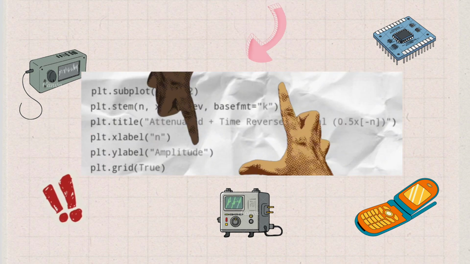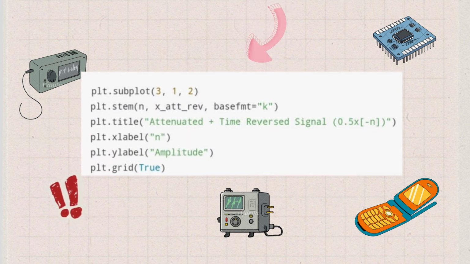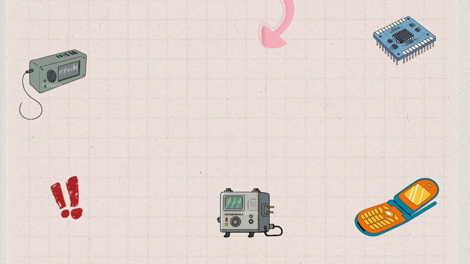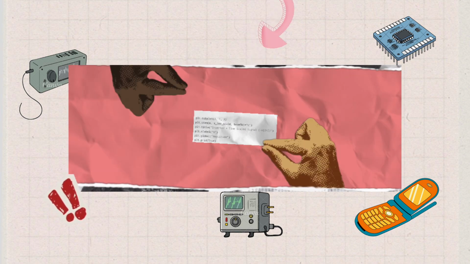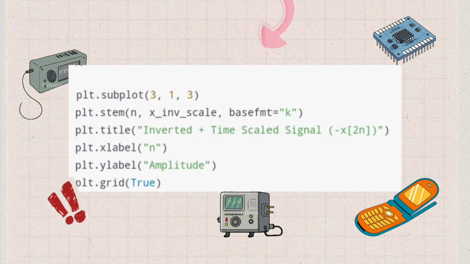Plot 2. Attenuated plus time reversed. The second subplot shows a mirrored waveform that is smaller in height, clearly showing both reversal and attenuation together. Plot 3. Inverted plus time scaled. In the third subplot, the wave is upside down due to inversion. It also appears more compressed because of the scaling factor 2, meaning more cycles fit into the same time frame.